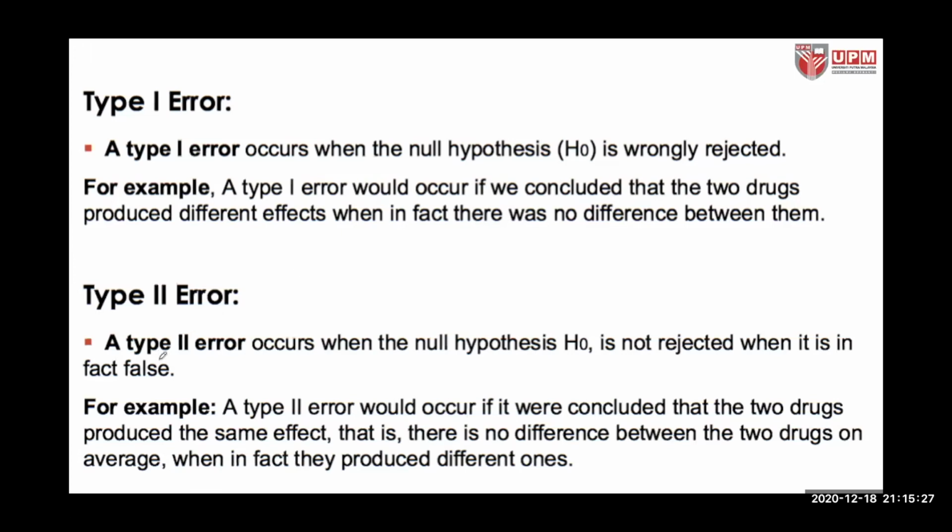Type 2 error. A type 2 error occurs when the null hypothesis H0 is not rejected when it is in fact false. For example, a type 2 error would occur if it were concluded that the two drugs produce the same effect, that is, there is no difference between the two drugs on average, when in fact they produce different ones.